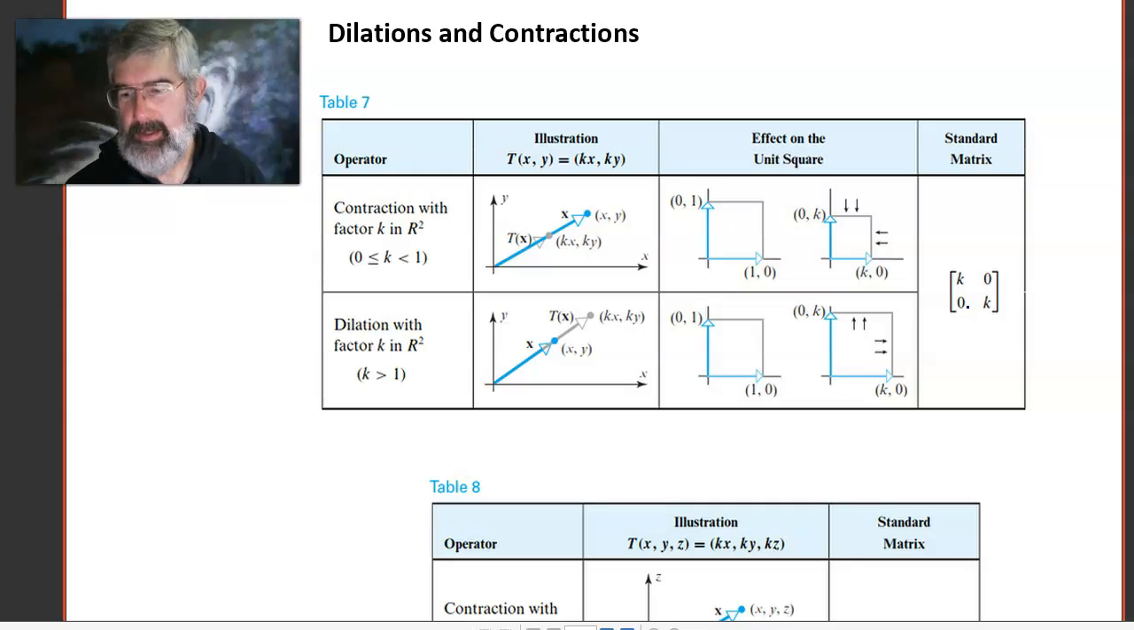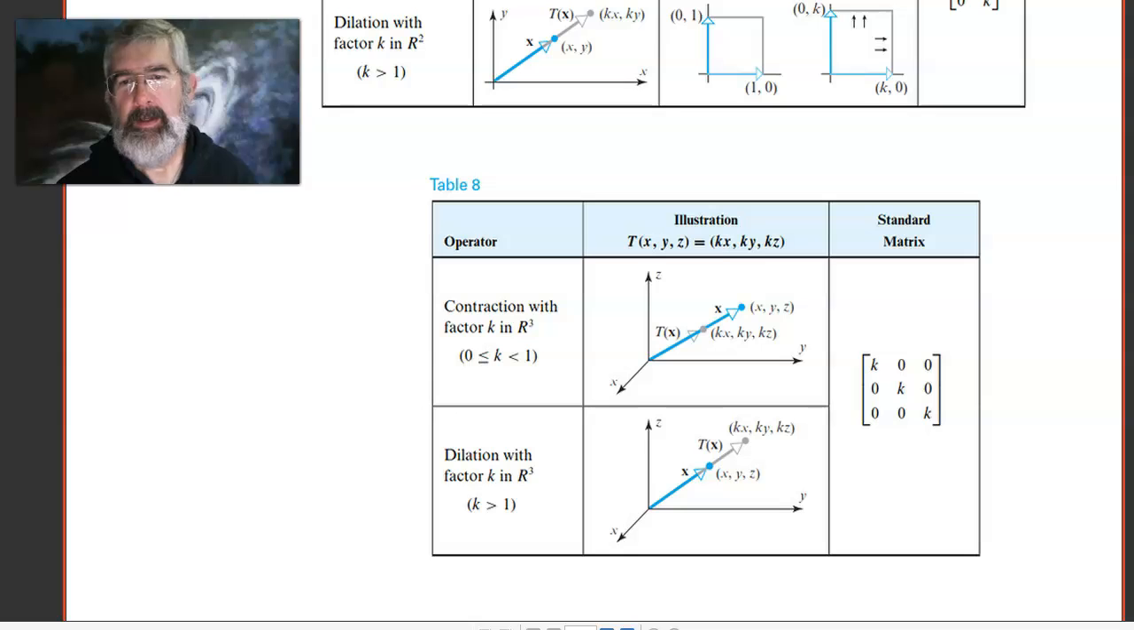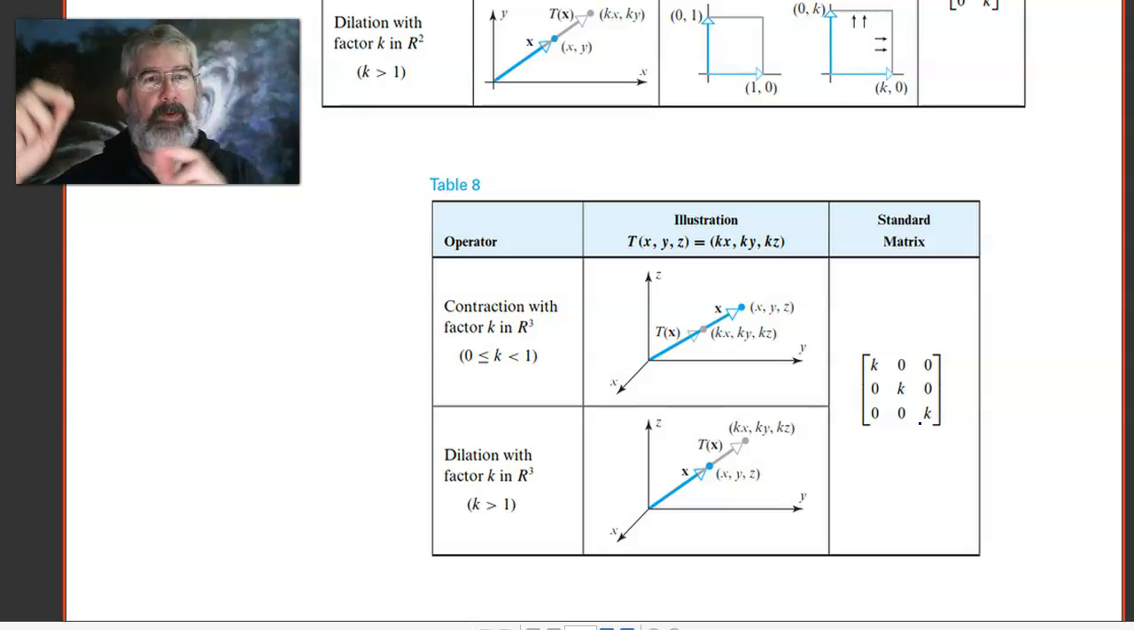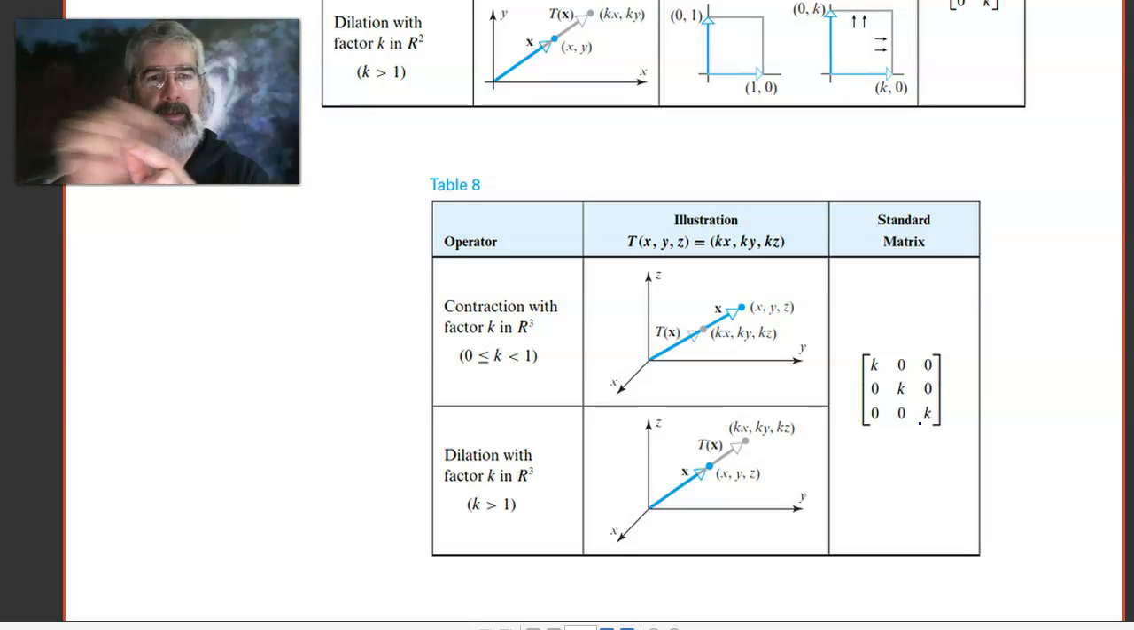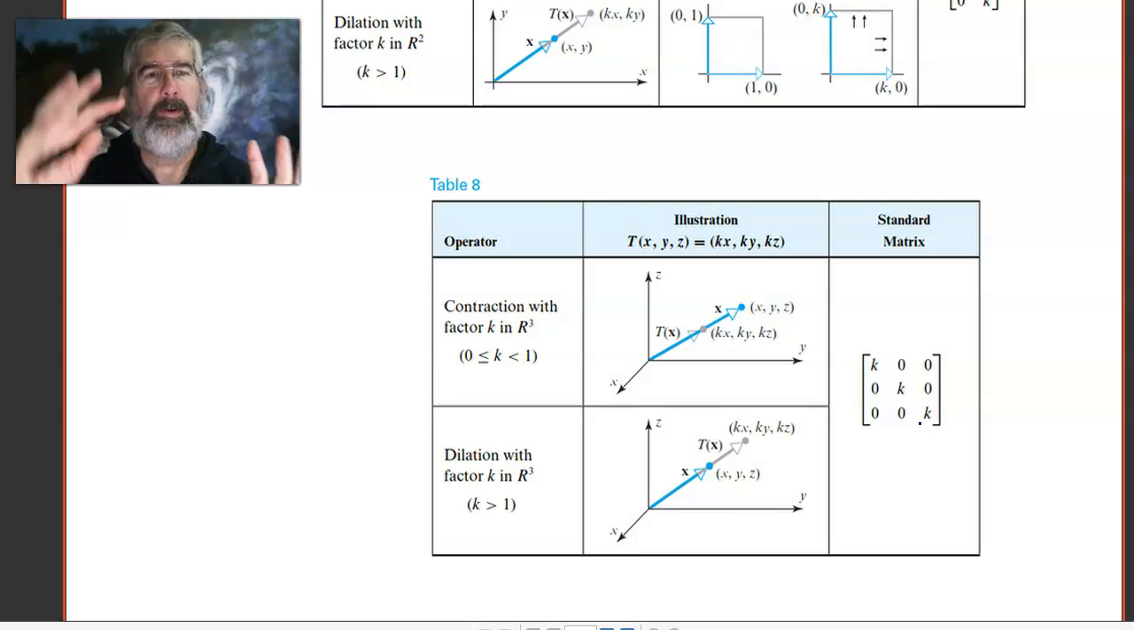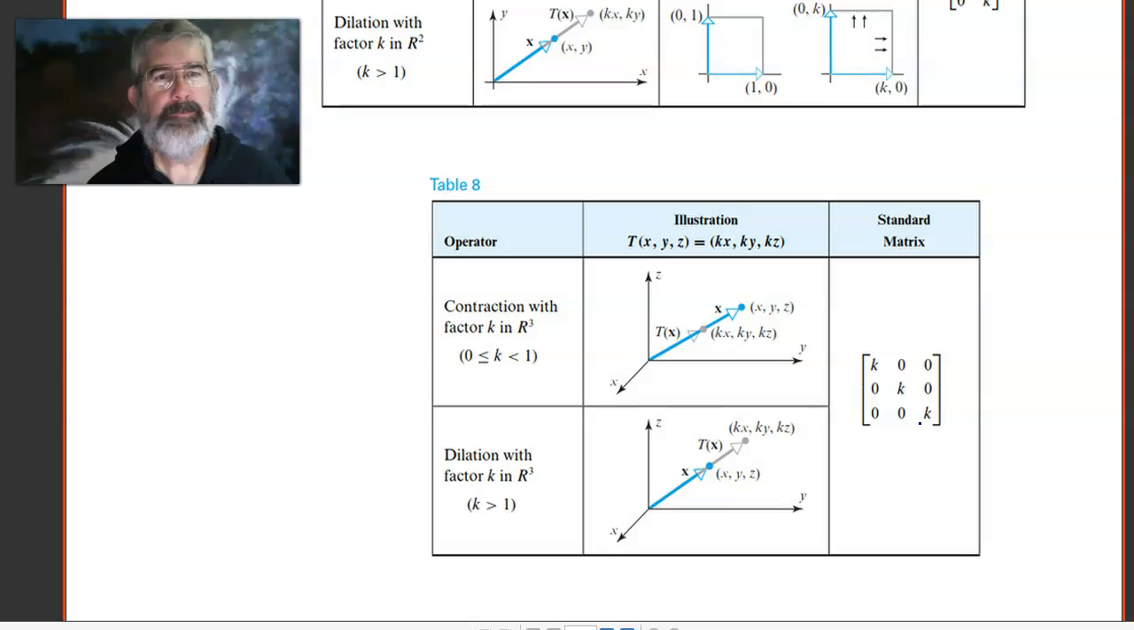In R3, it's only mildly different in that it's still k's on the diagonal here. But if k is negative, because the book doesn't allow k to be negative, but with k negative, that would be 3 reflections, one across the xy plane, one across the yz plane, one across the xz plane. And so if the origin is here, then every point gets reflected exactly to the opposite side of the origin, but the orientation is flipped because it's 3 reflections.